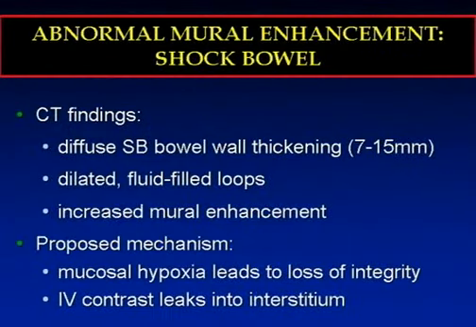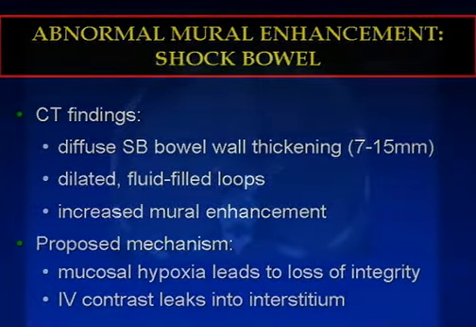For shock bowel on CT, you're going to see diffuse small bowel wall thickening, usually in the order of 7 to 15 millimeters, dilated fluid-filled loops, and increased mural enhancement, as you just saw. And the proposed mechanism is that you get mucosal hypoxia, which leads to the loss of integrity of the mucosa, and IV contrast then leaks into the interstitium, and that's why the mucosal enhancement looks so bright.